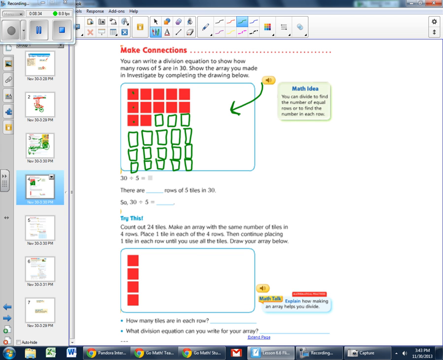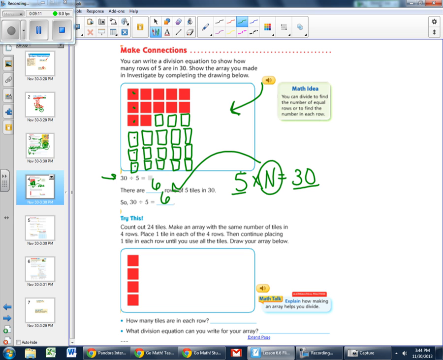Okay? Now, you can divide to find the number of equal rows or to find the number in each row. So 30 divided by 5 equals something. There are blank rows of tiles. I have 1, 2, 3, 4, 5, 6 rows of tiles. So 30 divided by 5 equals 6. Okay. Again, check that. You know you're going to do 5 times something, your variable, equals 30. What times 5 equals 30? And that number is 6, so I know that I'm right.